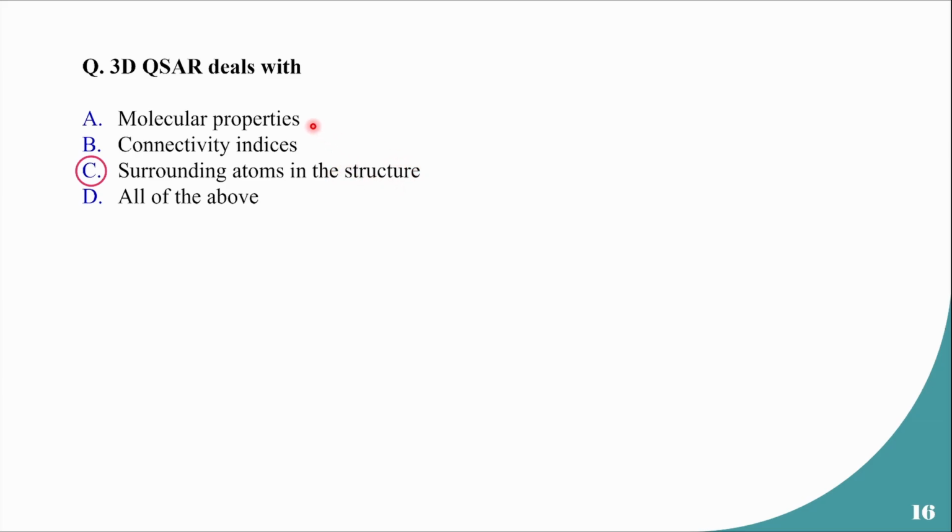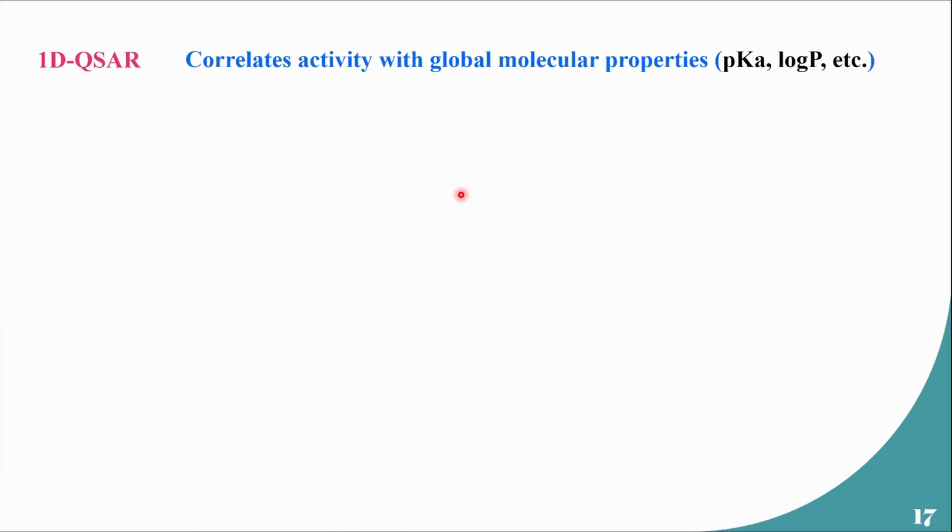It is kind of confusing in some sense, because of course molecular properties, connectivity indices, etc. can also be part of 3D QSAR. Basically, whatever happened in 1D QSAR and 2D QSAR can also be considered a part of 3D QSAR, because it is not exclusive to the surrounding atoms in the structure. So I should have phrased this question more properly.